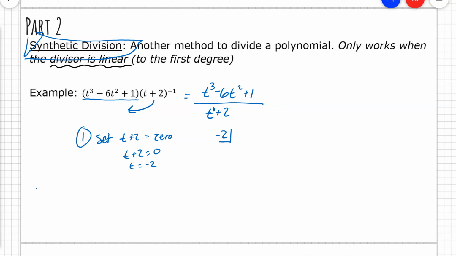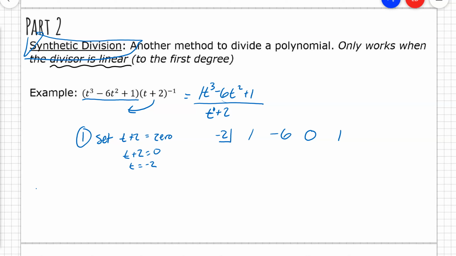Now, we are not focusing on t at this moment, but if it started off with t cubed and then we didn't have a t squared, we would need a placeholder. In this case, we don't have a t term, so we're going to need a placeholder, just like we would with long division. The leading coefficient is 1, the number in front of the variable. So we're going to have 1, negative 6, 0 because we have no t terms, and 1. That lines up with our polynomial.